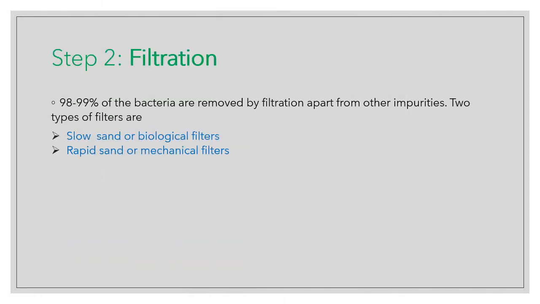So the second step is filtration. In this, 98 to 99% of the bacteria are removed by filtration apart from other impurities. And we have two types of filter. One is the slow sand or biological filter, and the second one is the rapid sand or mechanical filter.